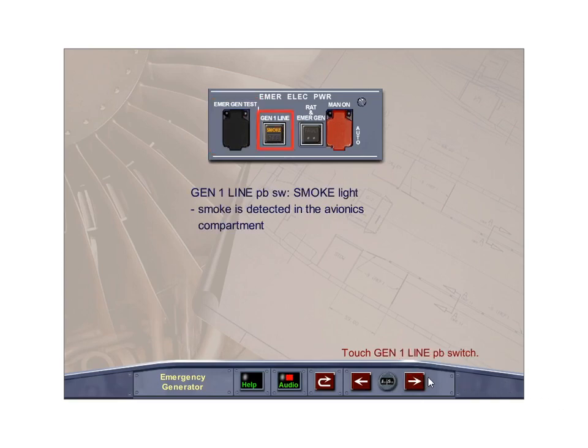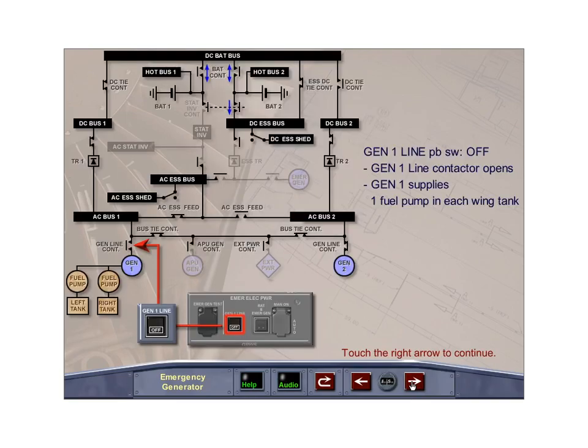The Gen 1 line push button switch will indicate smoke in amber with an ECAM warning if smoke is detected in the avionics compartment. In the avionics smoke procedure, the Gen 1 line push button switch is selected off, which opens the Generator 1 line contactor. Generator 1 continues to run and supplies one fuel pump in each wing tank. The procedure then calls for extension of the RAT to connect the emergency generator.